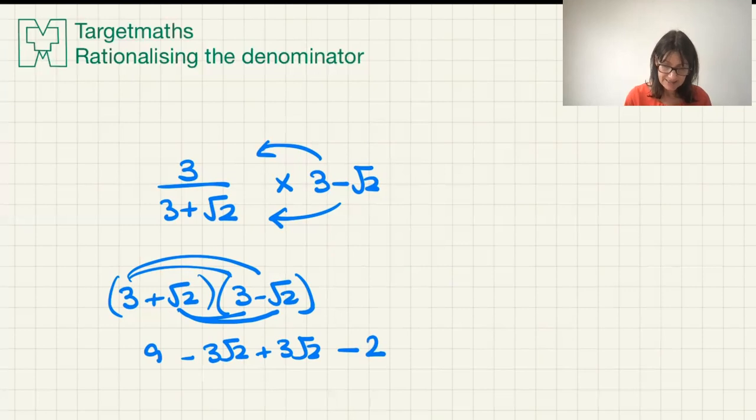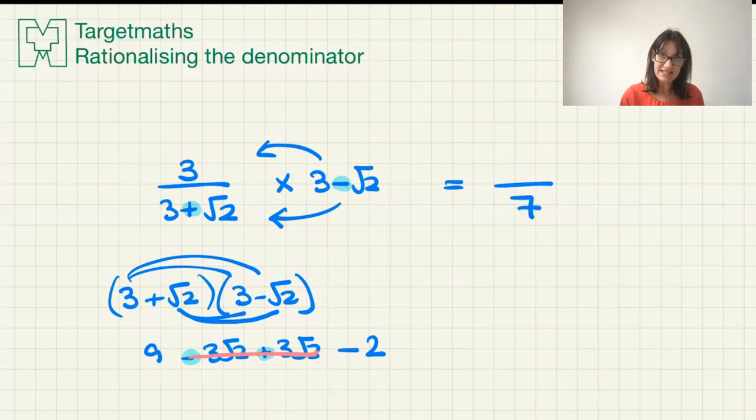This center bit, because I did a plus and a minus here, I end up with a plus and a minus here. They cancel each other out. If I've got 3 root 2s, and then I take 3 root 2s away, I have no root 2s left. So they are completely gone, which is what we want, because we don't want a root in the bottom of our fraction. I've got 9 here, take 2 here, I've got 7. So the denominator is 7.